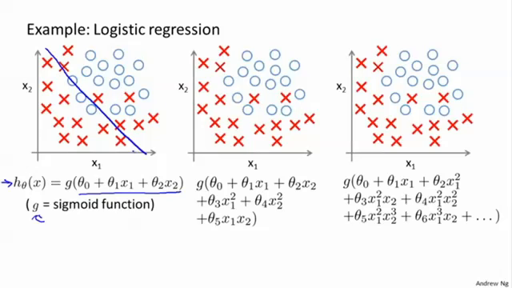And this doesn't look like a very good fit to the hypothesis. And so, once again, this is an example of underfitting, or of a hypothesis having high bias. In contrast, if you were to add these quadratic terms to your features, then you could get a decision boundary that might look more like this.